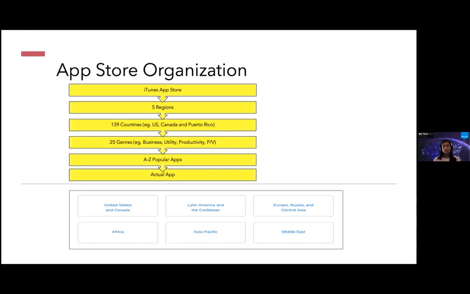And when you look at each country's or each region's way of organizing the apps, we'll have various genres, such as business, utility, productivity, photo, video, audio, etc. Totally, there are 25 of them. And then for each genre, the applications are classified as popular applications based on their usage and rating, and then they are organized alphabetically from letters A to Z.